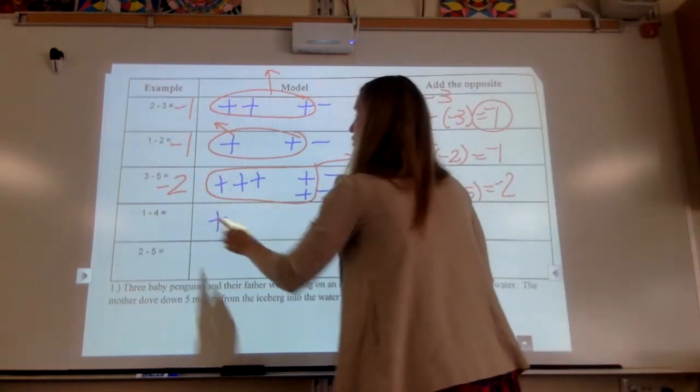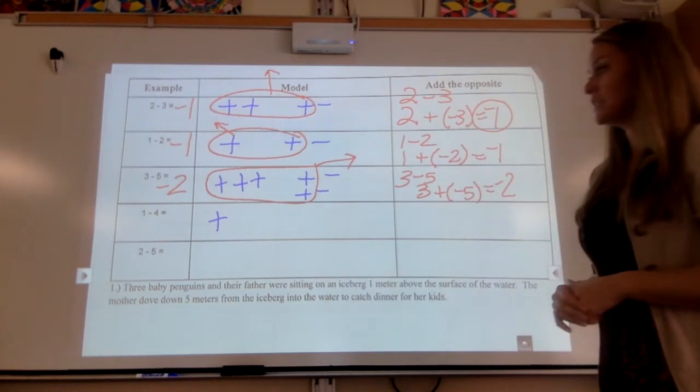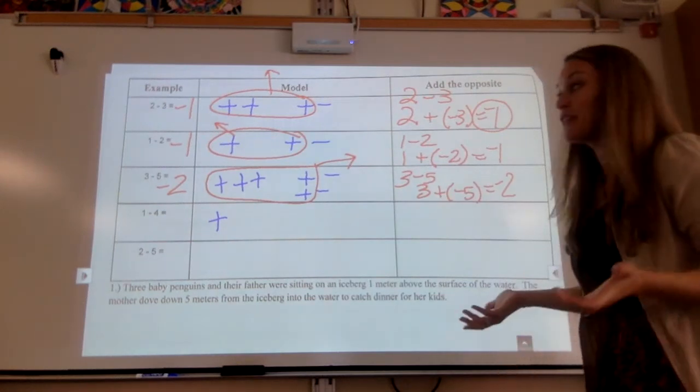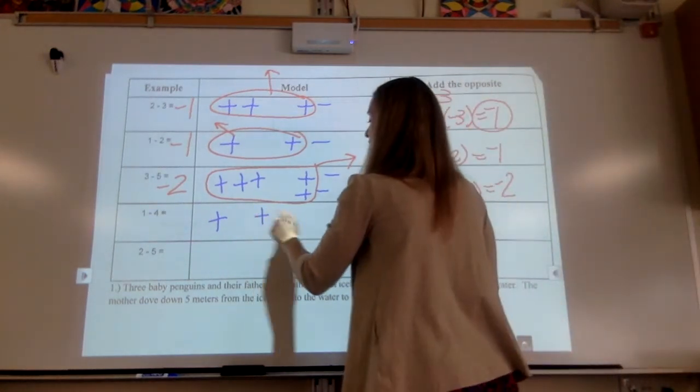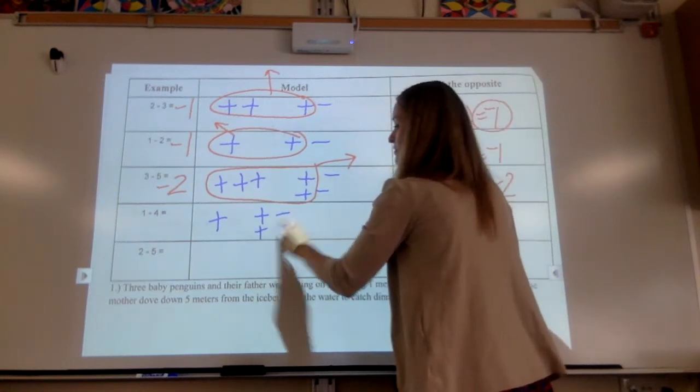Let's try 1, take away 4. All right, well, it's definitely not going to work like this. I don't have 4 I can take away. So I need to bring in some 0 pairs. Did I bring in enough?